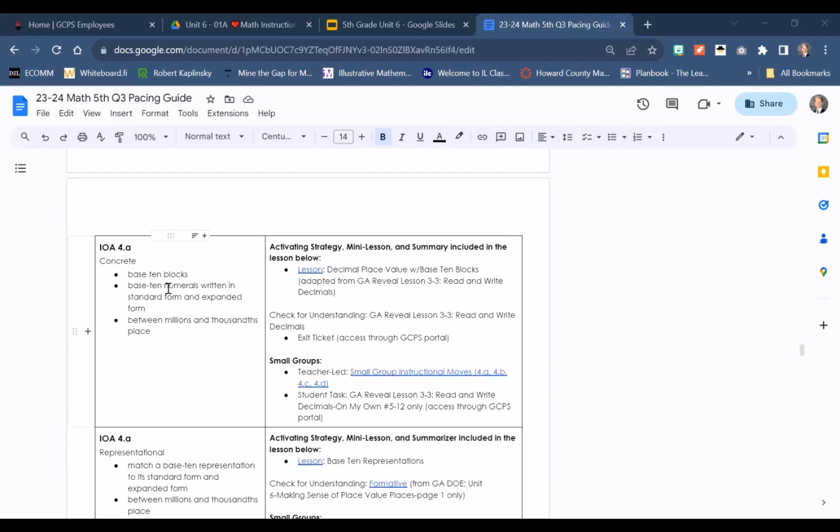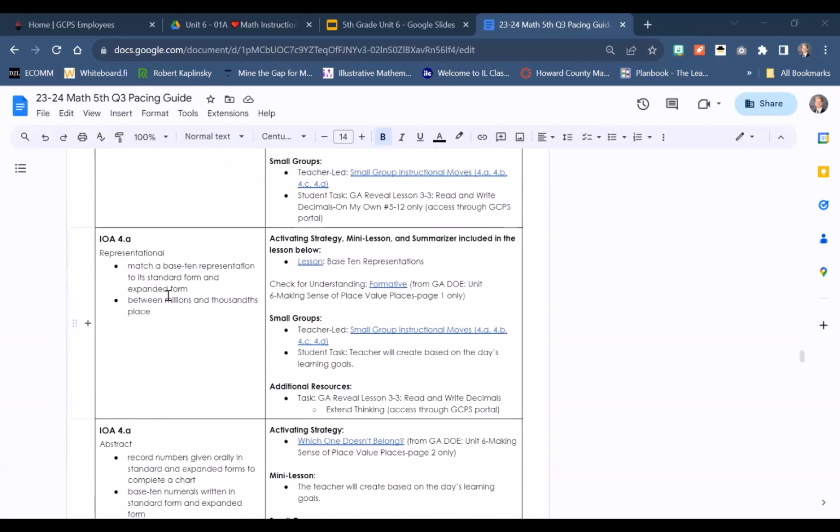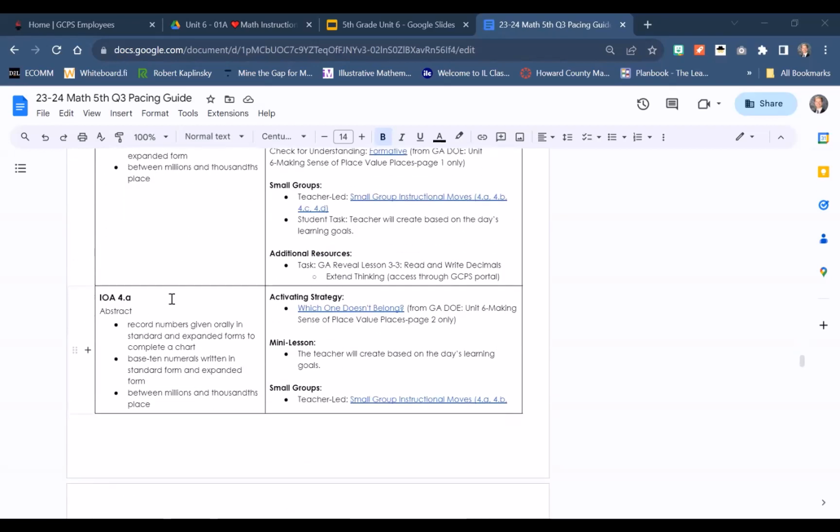Base 10 models will reflect previous understandings that each place value is 1/10 the size of the place value to its left. As students transition to representational thinking, the focus shifts to matching a base 10 representation to its standard and expanded forms. For abstract, students record numbers given orally in standard and expanded forms to complete a chart.